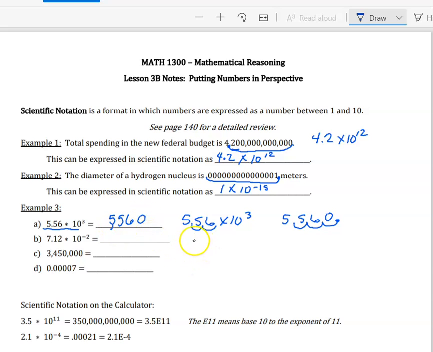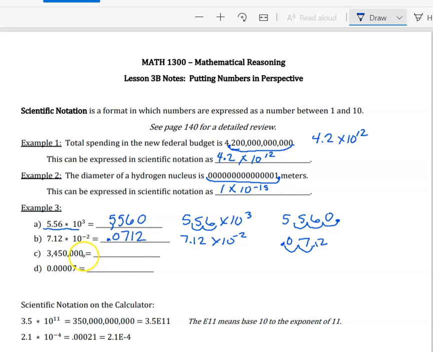So that's 5,560. So if I start out with 7.12 times 10 to the negative 2, remember that when you're dealing with a negative exponent, the directions are make it smaller. So we want to go backwards and move it 2 places. So we would have to add a 0 in front, so 0.0712.